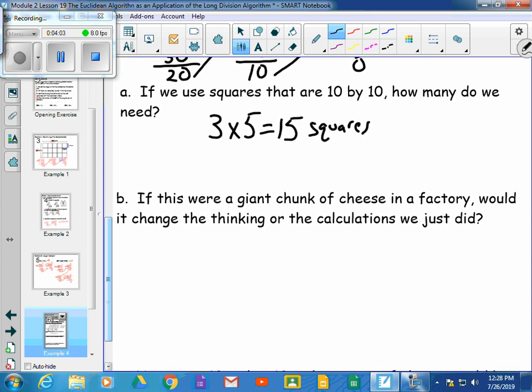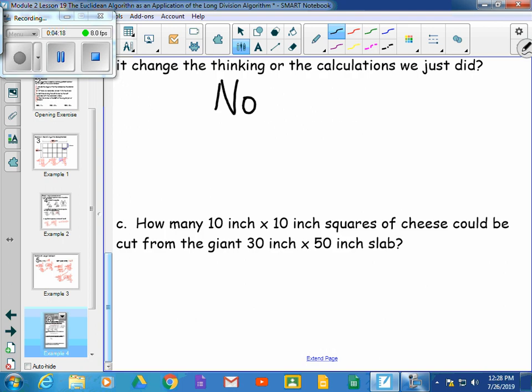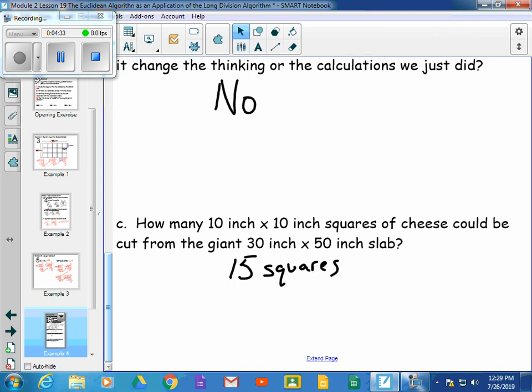Now, if this were a giant chunk of cheese in a factory, would it change the thinking or the calculations we just did? Of course not. If we're taking a large rectangular piece of cheese and cutting it into squares, the largest square we could have would be 10 inches by 10 inches. And if the chunk of cheese measured 30 inches by 50 inches, again, the most squares that we could have would be 15 squares. So it doesn't matter what we're talking about.